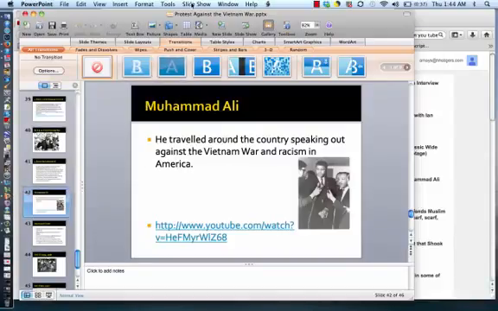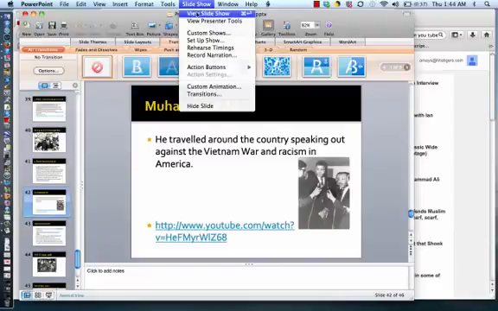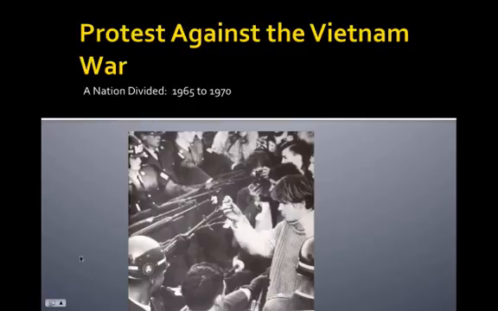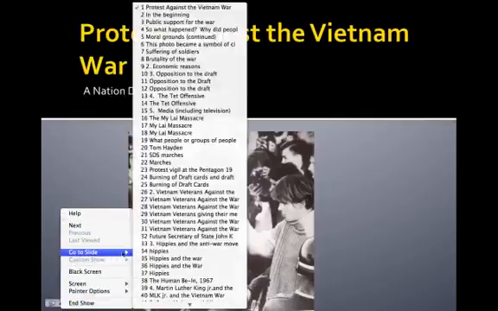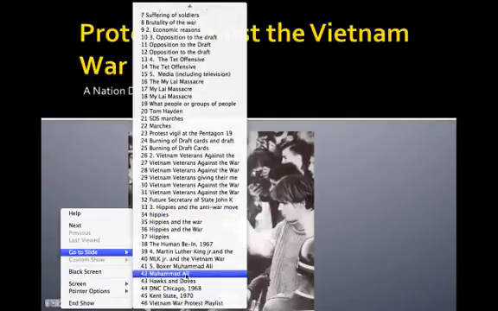So from that, you get a pretty good idea of how strongly Muhammad Ali was opposed to the Vietnam War. And obviously, there were many, many, many more people, both famous and not famous, who opposed the Vietnam War.